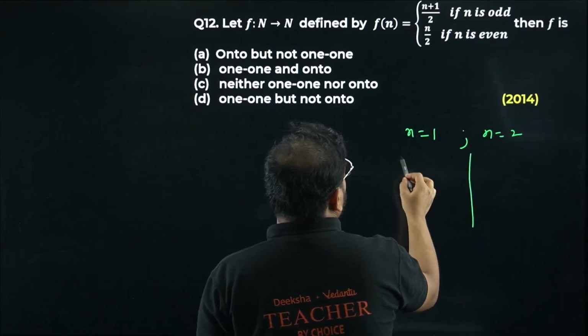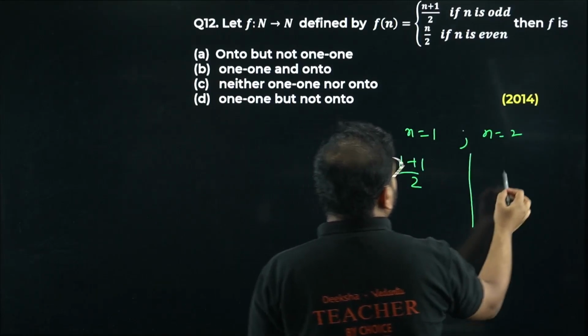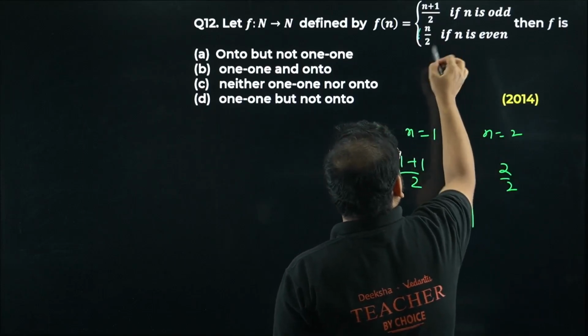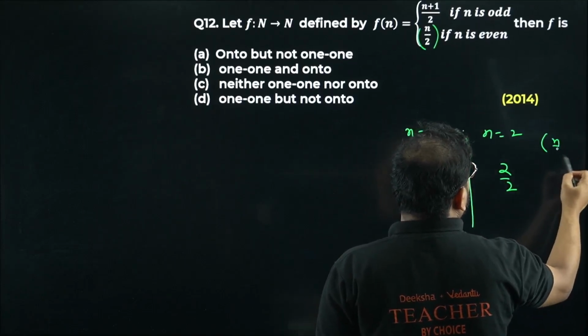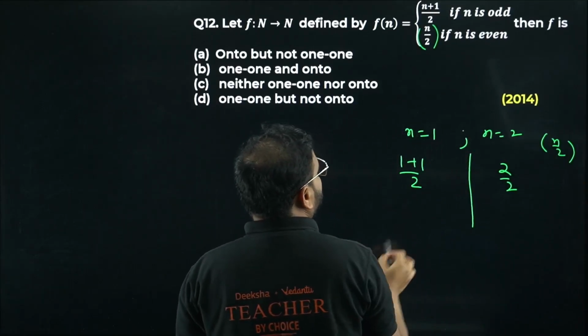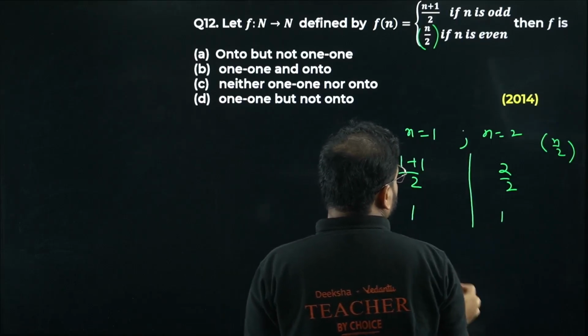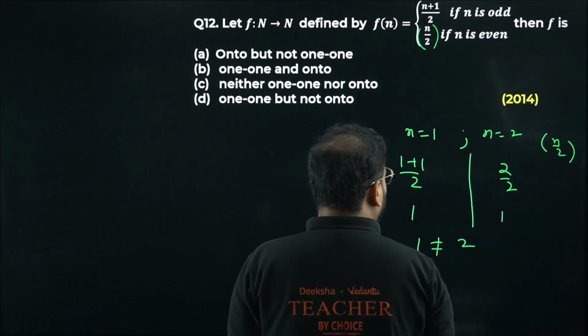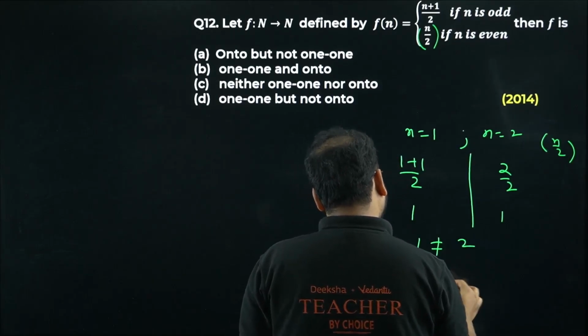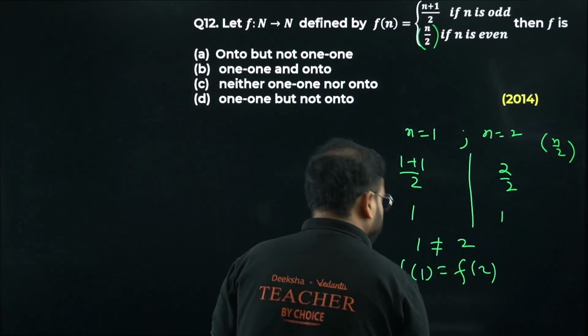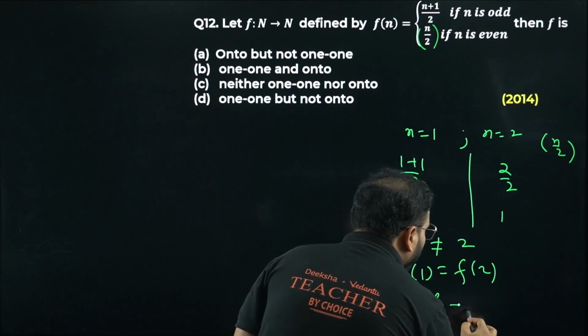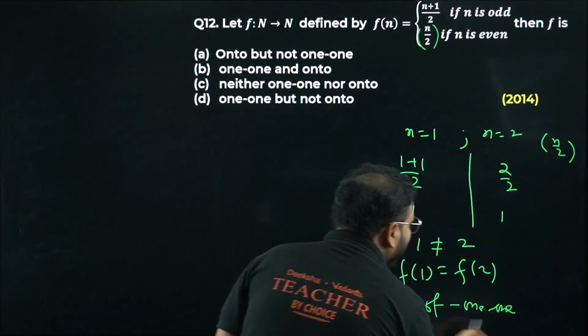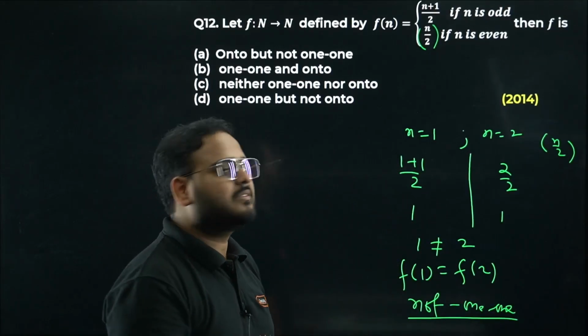Please check, I'm getting here 1 plus 1 by 2, and over here I'm getting 2 by 2, because n by 2 is there. For this I have n by 2, and for this I have n plus 1 by 2. I get the answer as 1, I get the answer as 1. Basically, when 1 is not equal to 2, I'm getting f of 1 equal to f of 2. Hence, not one-one. So injective is not possible.